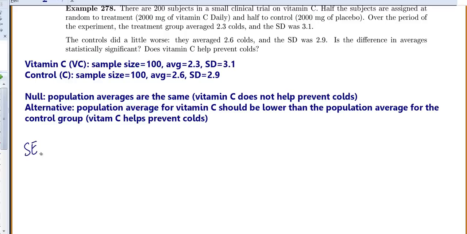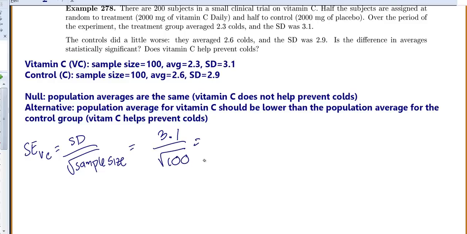Let's find our standard errors. So let's do the vitamin C first. So once again, it's standard deviation over square root of the sample size. So my SD is 3.1 over the square root of 100. So this gives me 0.31. And the standard error for my control is 2.9 over the square root of 100, so 0.29.